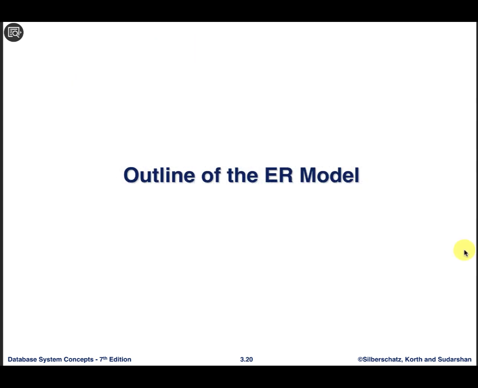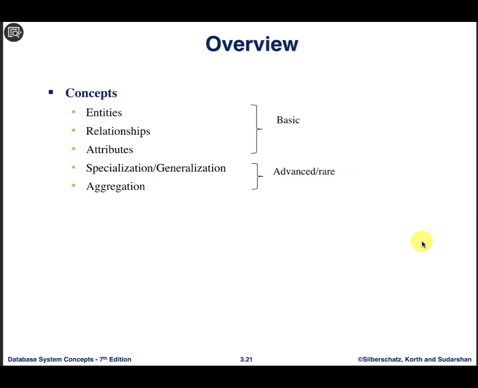Now let's start. What do we mean by the ER model? I'm going to show you the components that we need. We need to know what we mean by the entity, what we mean by the relationships, and what we mean by the attributes. This is the basic. Then later, we're going to look at specialization, generalization, and aggregation, which are advanced and rarely used. We don't use them a lot. Those are the basic components here.